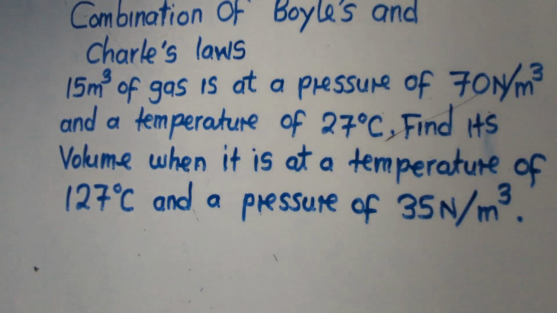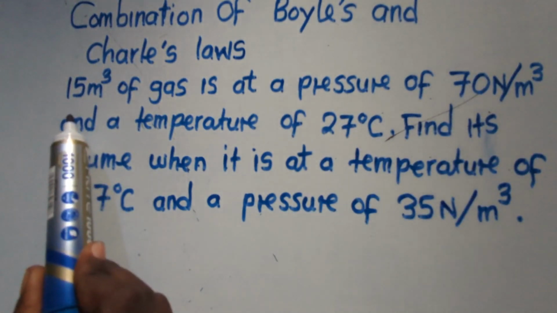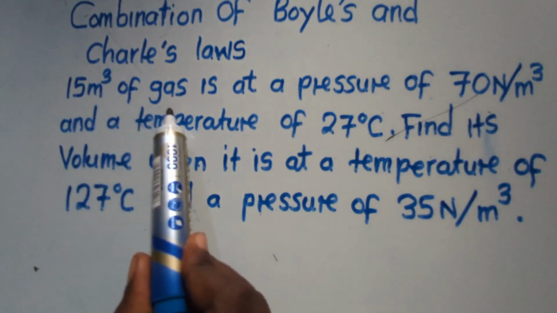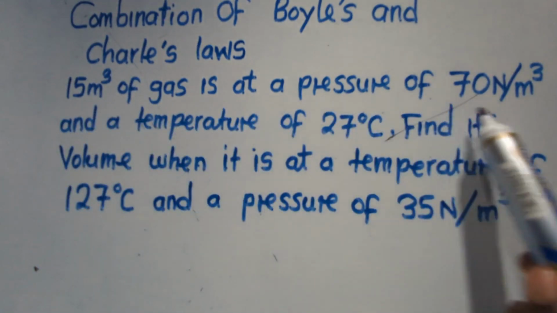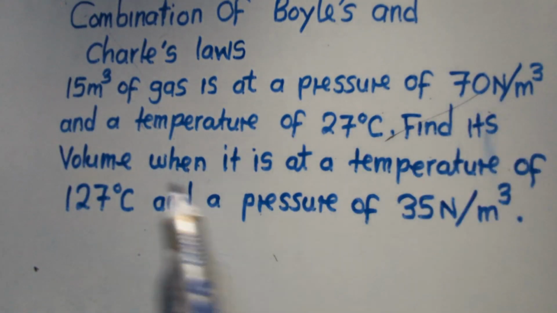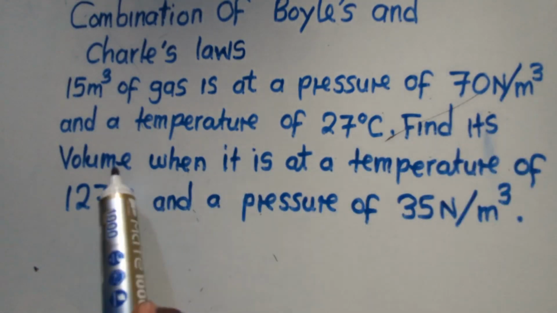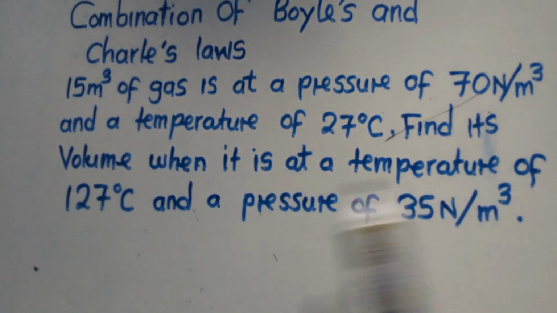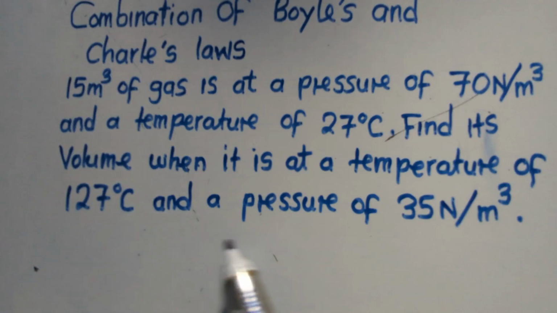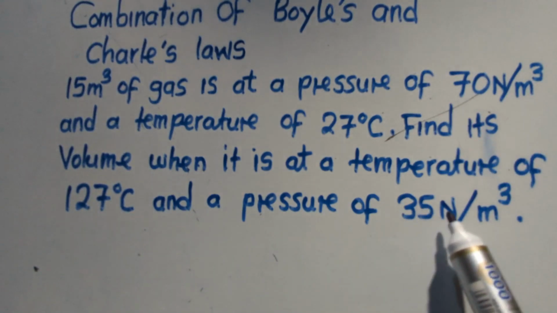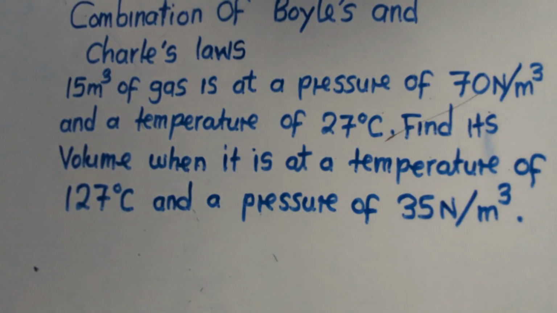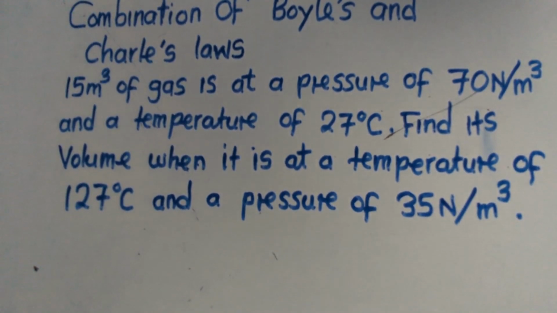So the question is saying: 15 meters cubed of gas is at a pressure of 70 newtons per meter cubed and a temperature of 27 degrees Celsius. Find its volume when it is at a temperature of 127 degrees and a pressure of 35 newtons per meter cubed. This is the question that you are given. How can we answer this particular question? This is a wonderful question.